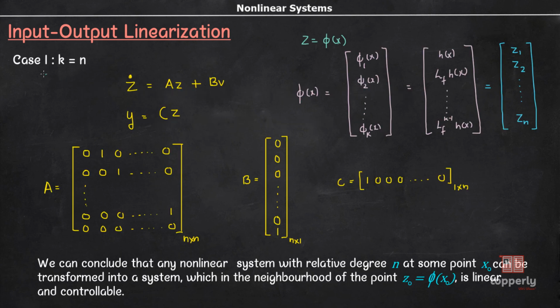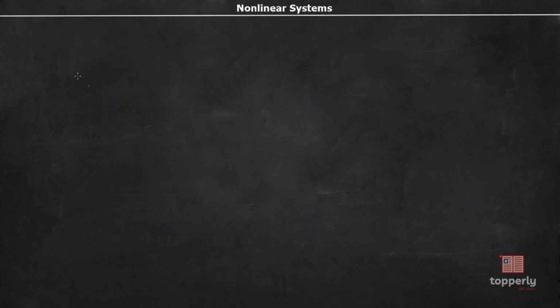But this only covers a particular case of the input-output linearization, that is, when the relative degree is equal to the order of the system. We have another case left, the case where k is less than n. But I feel like discussing that also in this lecture will be overkill. So I will talk about that in the next video. Now before ending the lecture, let us take a small example so that the concept becomes clear.